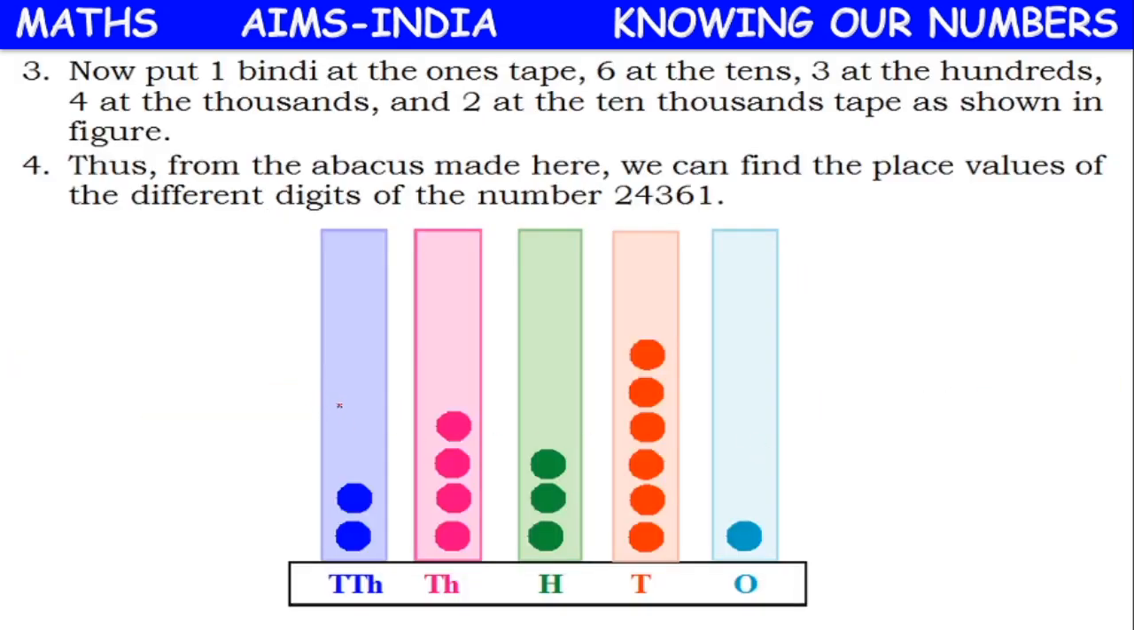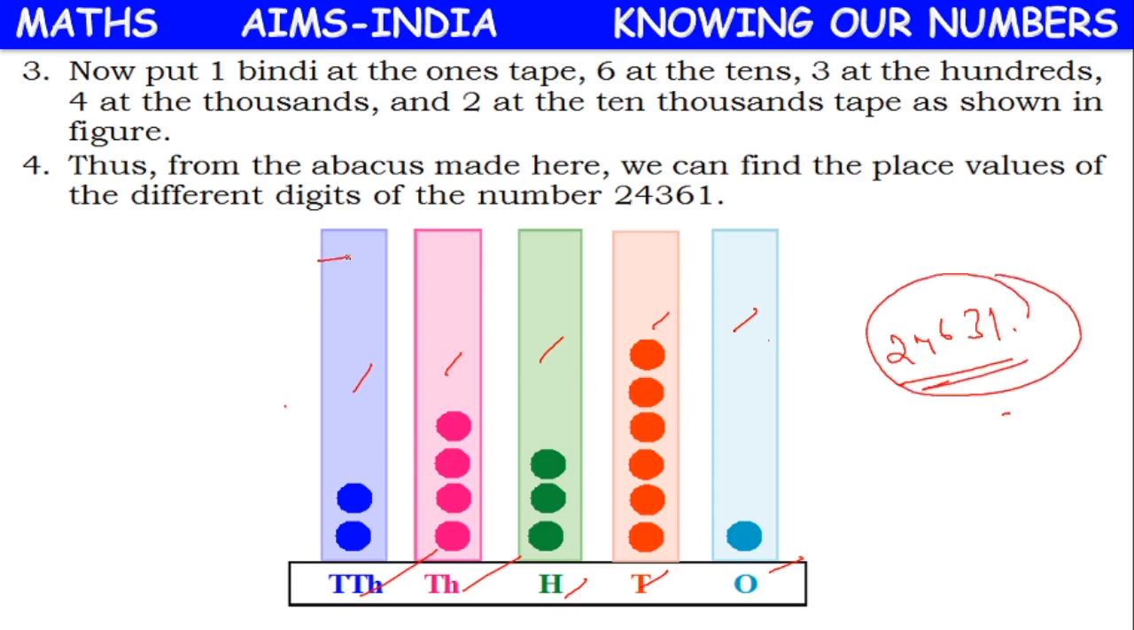So like this, we have to take 5 tapes of different colors. So 5 we have to arrange like this. So this is ones place, tens place, 100 place, thousands place, 10,000 place. Like that we have to mark them. So now what is the number they have given? They have given number 24,361 to be represented on this abacus.